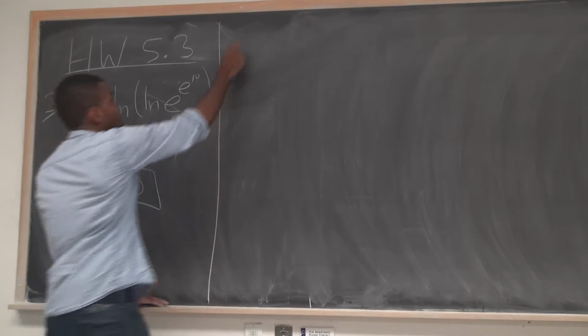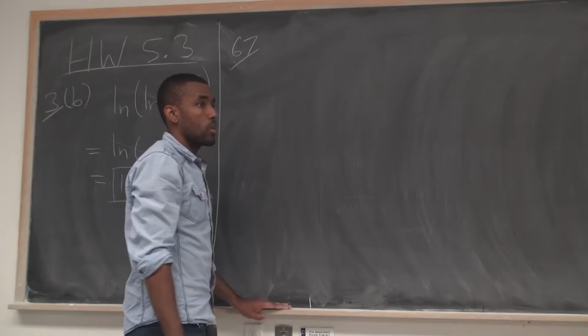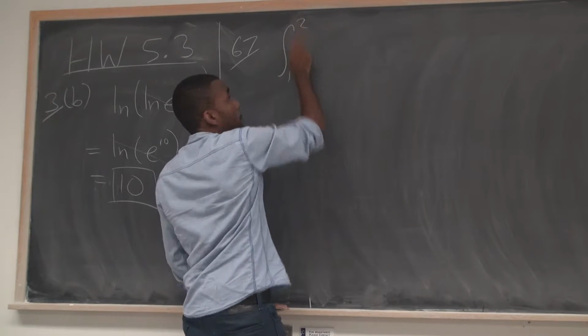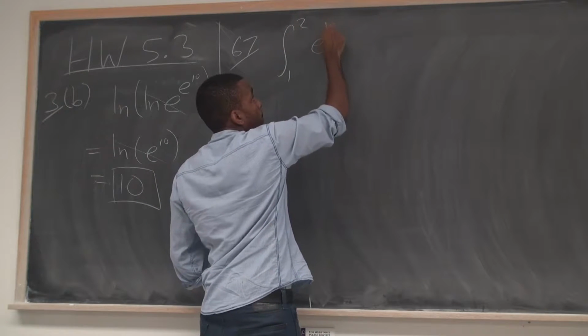67. The integral from 1 to 2, e to the 1/2 over x squared dx.